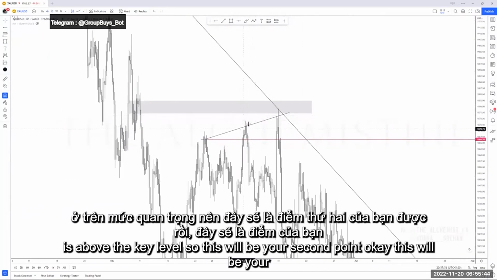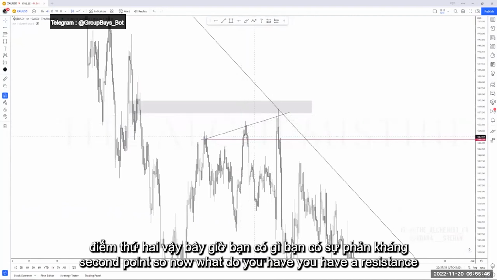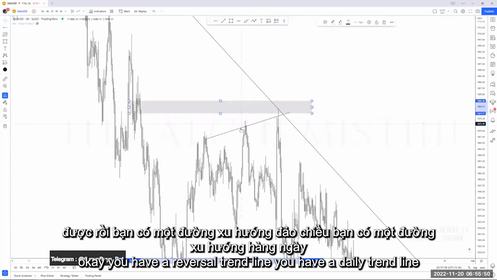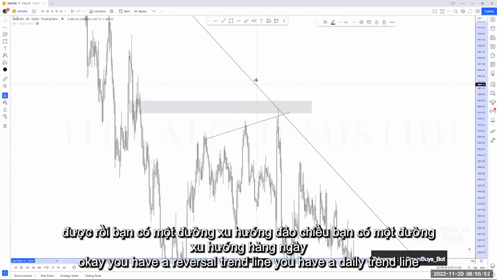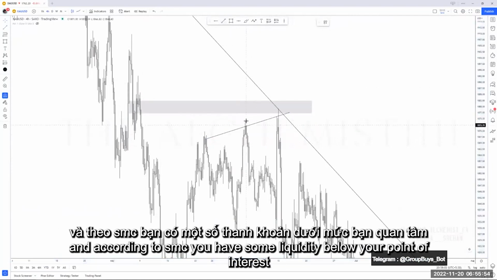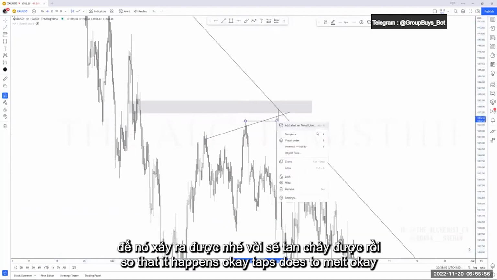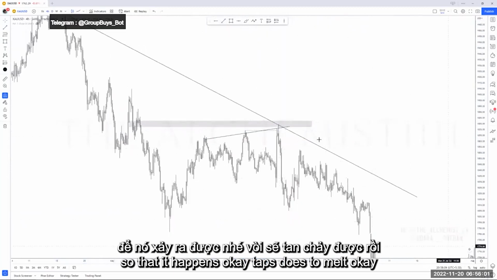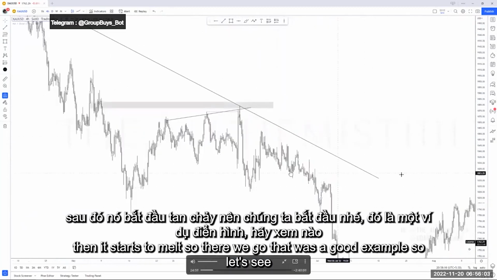So this will be your second point. So now what do you have? You have a resistance, you have a reversal trend line, you have a daily trend line. And according to SMC, you have some liquidity below your point of interest. So that it happens. Taps, then it starts to melt. So there we go. That was a good example.